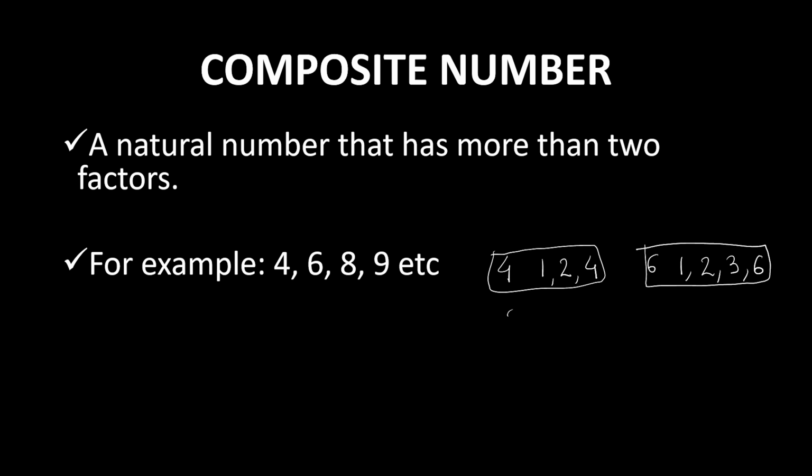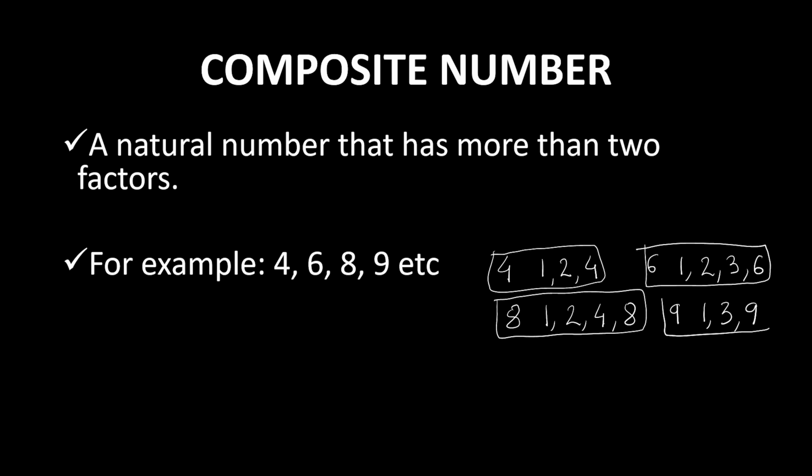Similarly, what about 8? So 8 has 1, 2, 4 and 8. These are the 4 factors of 8. Talking about 9, so 9 has 1, 3 and 9. These are the 3 factors of 9. So what did we observe? A natural number that has more than 2 factors will be considered a composite number.